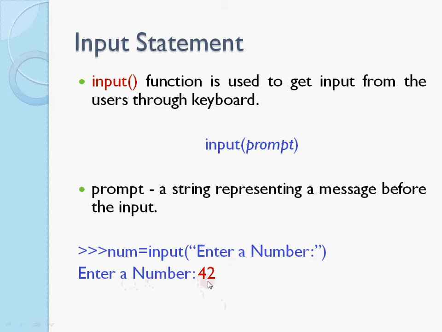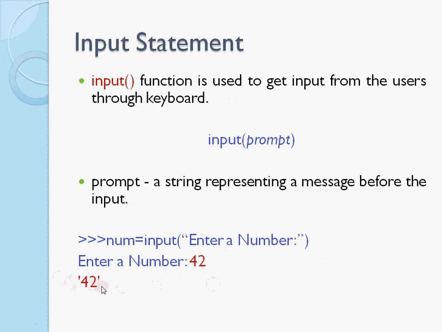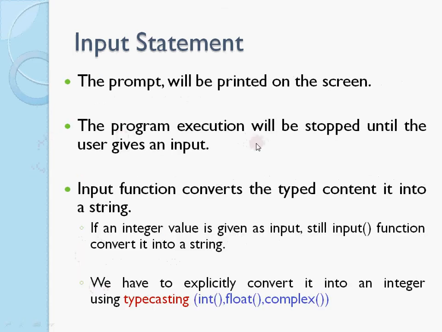When we input a number, here I am giving 42, what will be the output? It will be a string. Even though we give an integer input, it will be converted as a string. So what happens now? First, when we give an input function, the prompt will be printed on the screen. The program execution will be stopped until the user gives an input. Upon giving the input, the program execution resumes. The input function converts the typed content into a string.